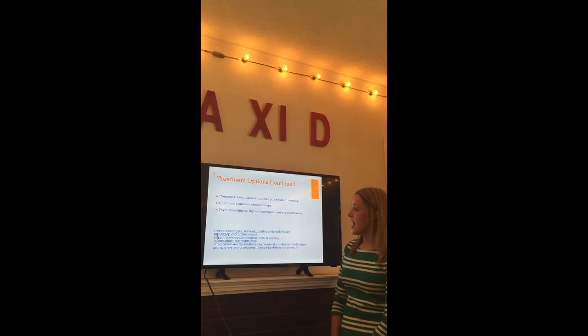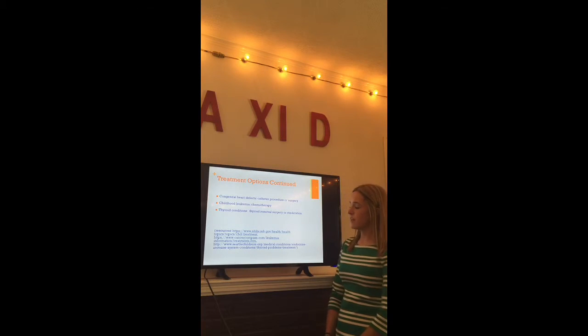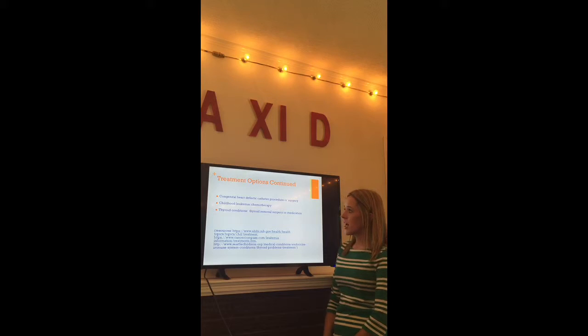Treatment options. As I mentioned, the three main things that children with Down syndrome have that they would have to work on are congenital heart defects, childhood leukemia, and thyroid conditions. With congenital heart defects, there's usually a catheter procedure or an open heart surgery. The open heart surgery can fix anything that's wrong with the heart and help the child in the long term.